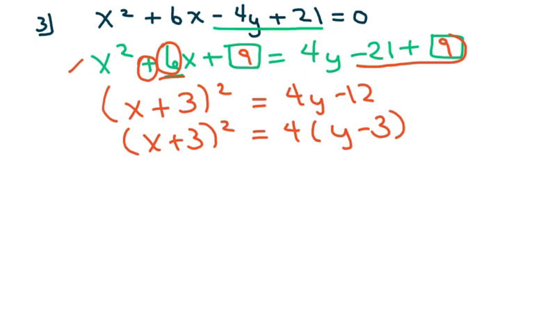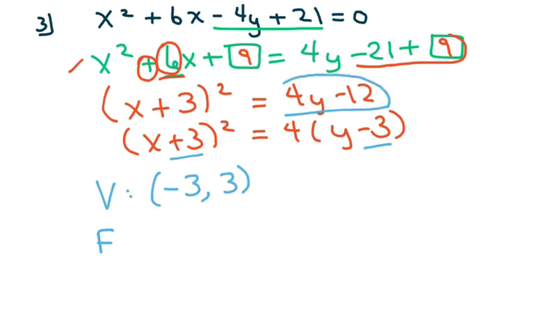So your vertex is your h part, which goes with the x, so it's negative 3, and 3 for the y part. Your focus is going to be added to the y. The y part's the part that's not squared. So you copy negative 3.